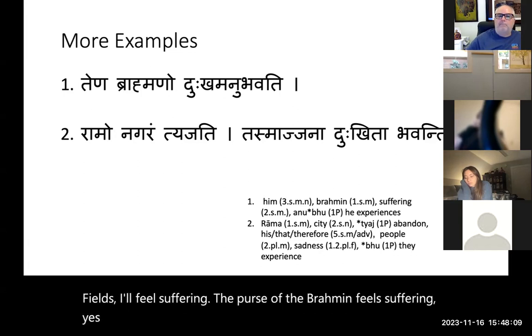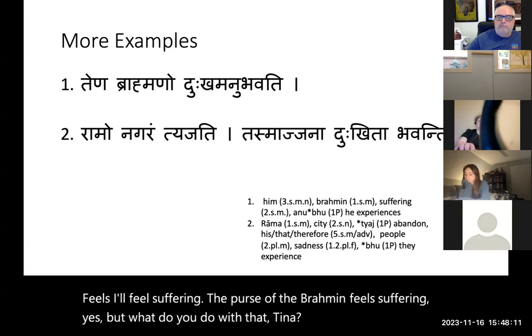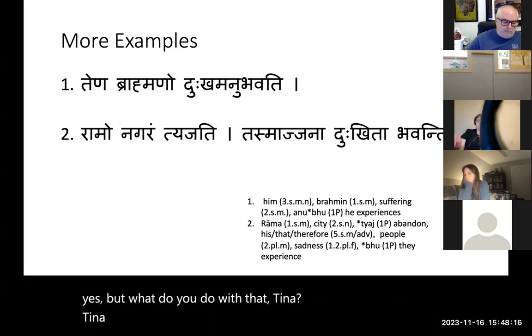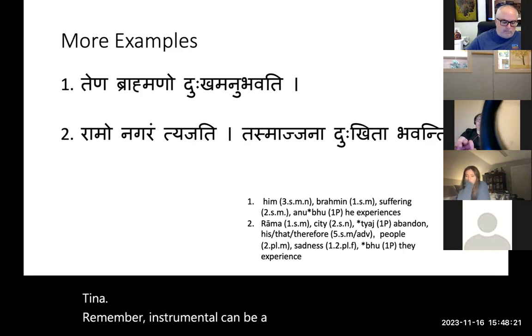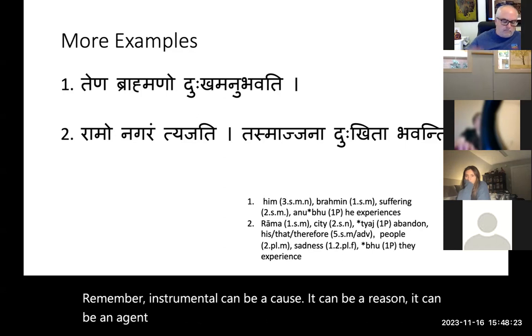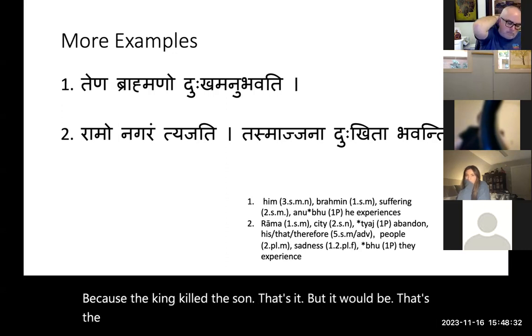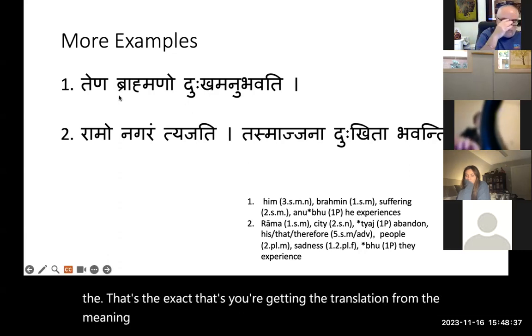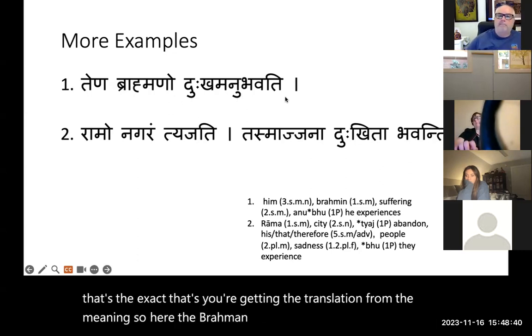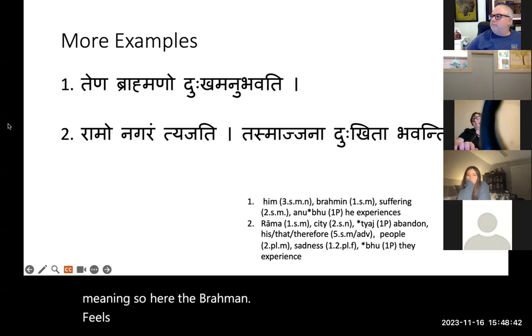Yes. But what do you do with that tena? Remember, instrumental can be a cause. It can be a reason. It can be an agent. Feels suffering by, because the king killed the son. Well, yeah, that's it. That's exactly it. You're getting the translation from the meaning. So here, the Brahmin feels sad because of that.